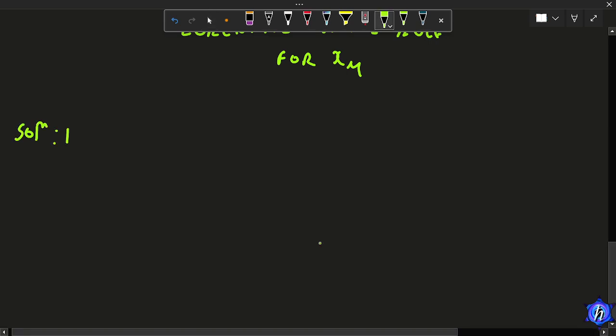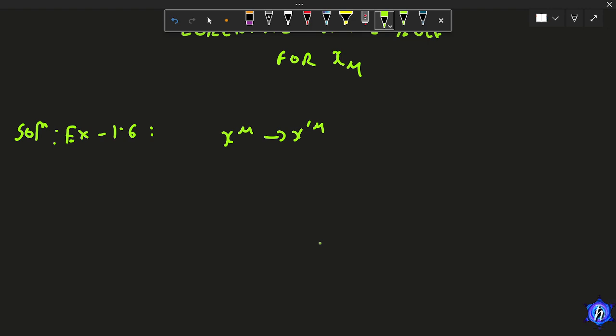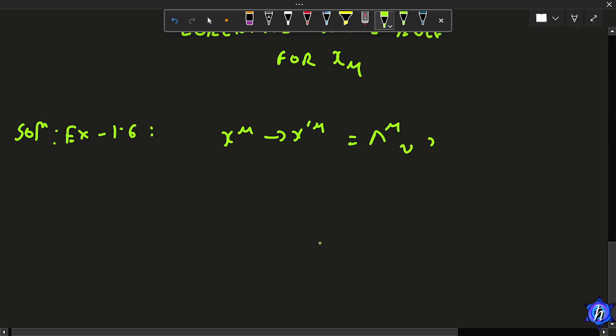This is the solution of exercise 1.6. We'll start with the given condition as usual. x mu is x dash mu. If a primed frame of reference moves with respect to an unprimed one, we have to use this condition. We have no other choice. This is given by equation 1.35, which is just the condition we derived. We know that x mu is defined as the vector ct, x.